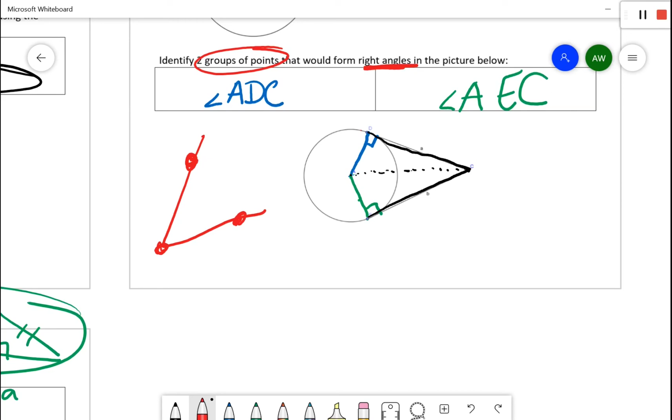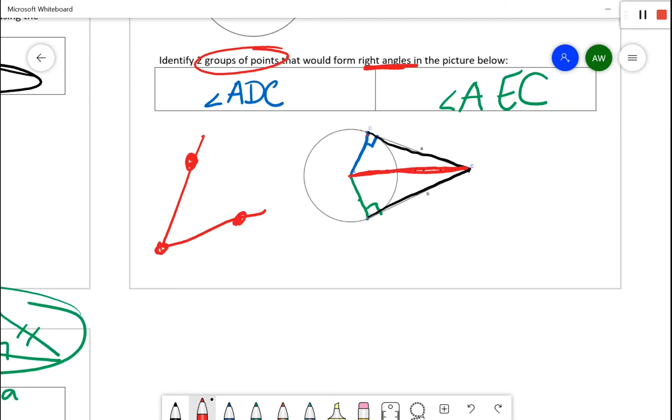Now this is something that you should remember from back when we were writing out proofs, right? We did a lot of shared sides, shared angles, right? And the shared side is the side AC. The reason we call this a shared side is because it's in both triangles, right? AC is part of triangle ACD, and AC is also part of triangle ACE.